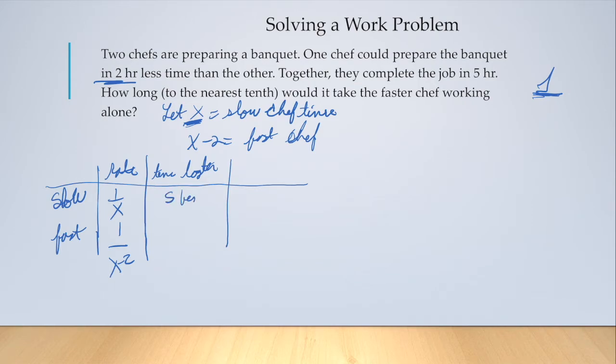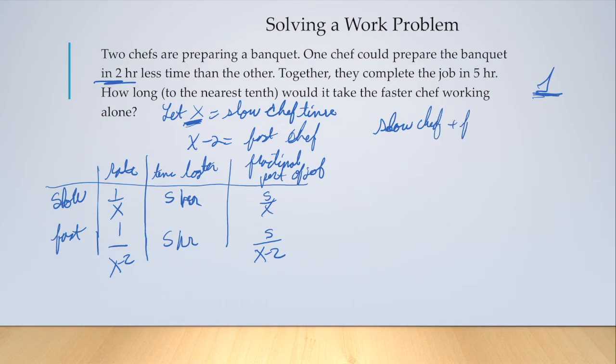Their time together is 5 hours, and we can assume that they're each doing part of the job, even though one works more quickly. So then the fractional part of the job they're going to do, we're going to multiply across. So I've got 5 over x and 5 over x minus 2. Okay, so we want the amount the slow chef did of his job plus the fast chef. That's just going to equal 1 job. So I have 5 over x plus 5 over x minus 2 equals 1.